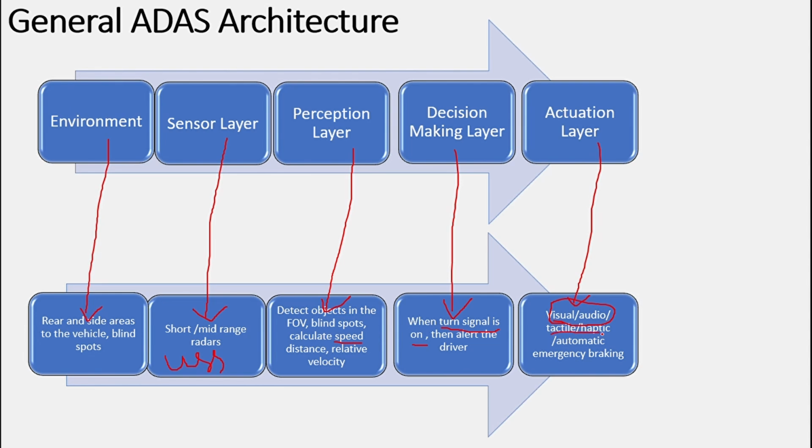Of course, as a standard, tactile and haptic feedback, like seat belt tightening and loosening, also can be used. Or it can even be automatic emergency braking. Automatic emergency braking can also come into picture. If there is an impending collision, then maybe this automatic emergency braking can brake the vehicle, and it can prevent the accident from happening. Okay, so this is also a very important part of the actuation layer.